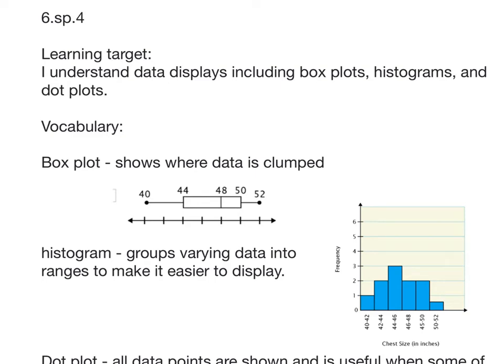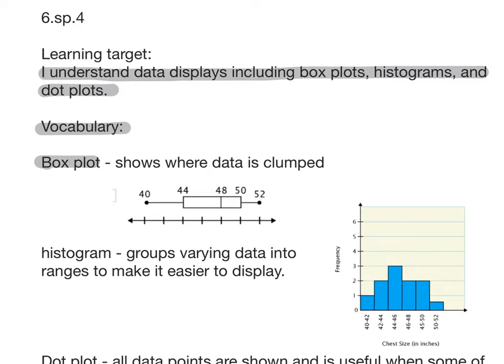6.SP.4 learning target: I understand data displays, including box plots, histograms, and dot plots. Those are our vocabulary words. Box plot: a box plot shows where the data is clumped.